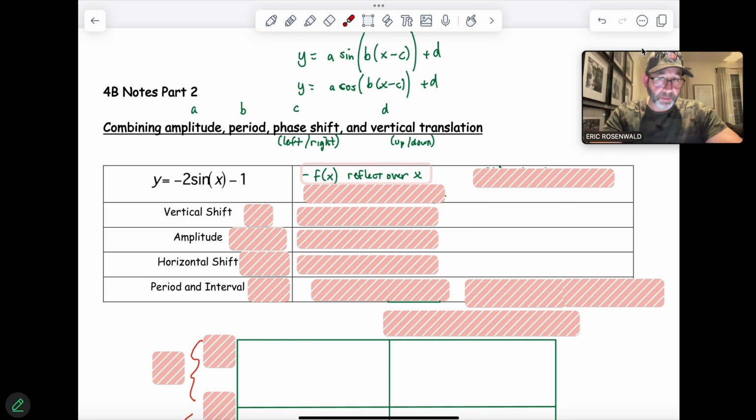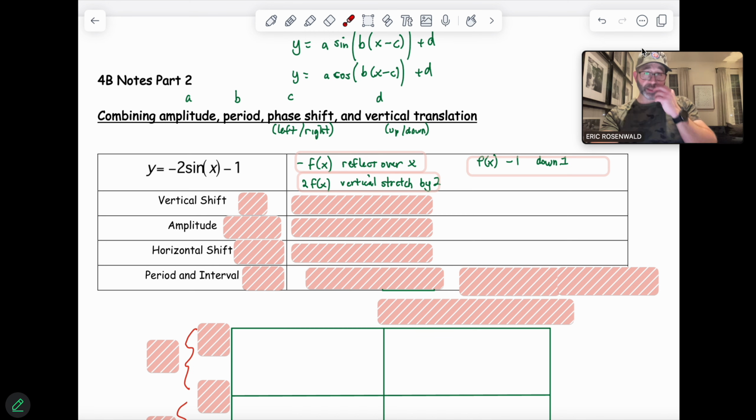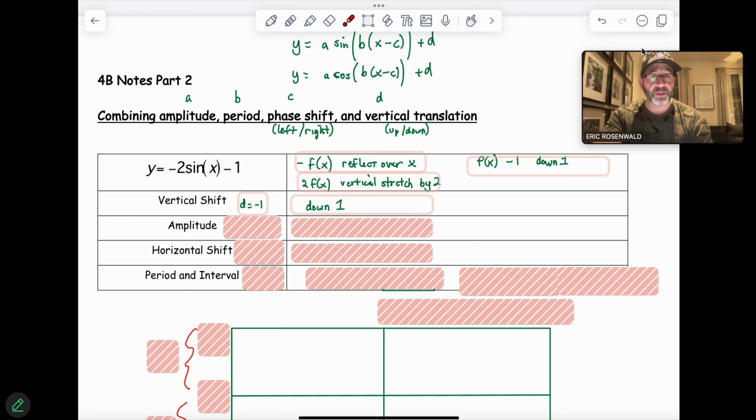So that negative in front of my function tells us that it's going to be reflected over x. The 2 in front of it says we're going to get a vertical stretch by 2. And the -1 after the x, outside the parentheses, tells us that the graph is going to be shifting down 1. So the vertical shift, let's start naming the letters. The D value in this is -1, and what happens is the graph goes down 1. I'm going to ask you to start listing out the A, B, C, and D, because when we start doing word problems with these, it's important that we can recognize and identify A, B, C, and D in order to write the function of a word problem.